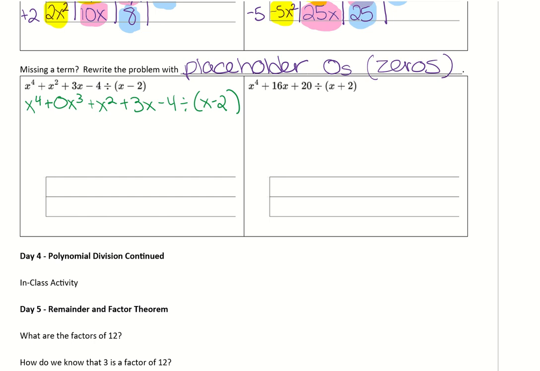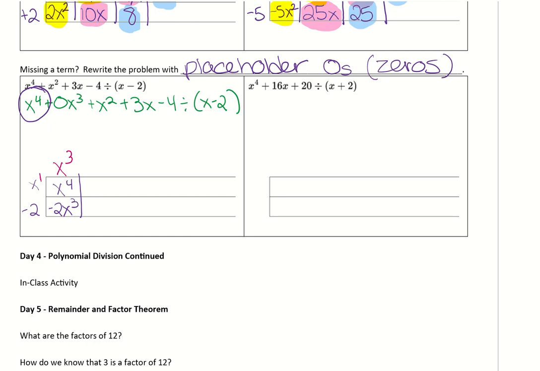We're going to start by putting an x minus 2 on the side. And then we always start by putting our first term in the top left. So we're going to figure out what goes above. Here we have an understood 1, so we're going to put an x cubed up here. And then that tells us we have a negative 2x cubed down here.